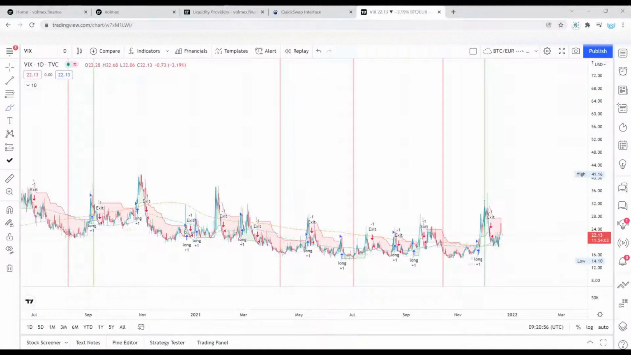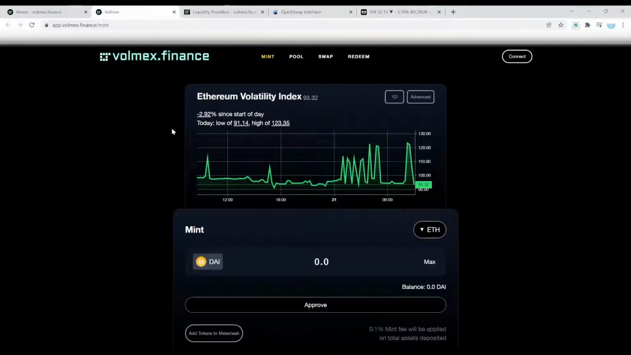So what can we do with all of that? What Volmex is offering is that you can hedge against volatility. Why would you want to do that? Let's say you are long Ethereum, which means you bought Ethereum and you're hoping the price goes up. Now, in times of a lot of volatility, it might be good to have a sort of insurance against this heavy movement of the price. So what you could do is you could come over here.